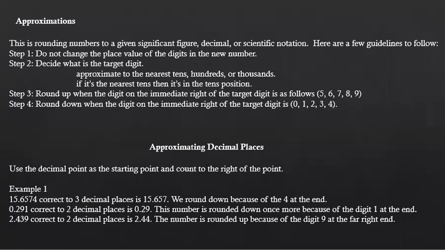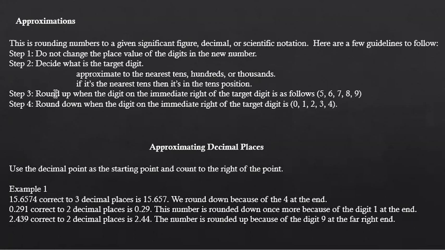So, approximations. This is rounding numbers to a given significant figure, decimal or scientific number. Now here are a few guidelines to follow. Step 1, do not change the place value of the digits in the new number. Step 2, decide which is the target digit, approximating to the nearest tens, hundreds, or thousands. If it's the nearest tens, then it's in the tens position. Likewise, if it's the nearest hundreds, then it's in the hundreds position. And if it's the nearest thousands, then it is in the thousands position.